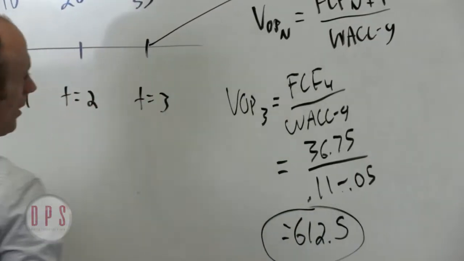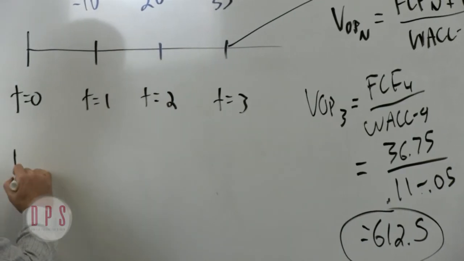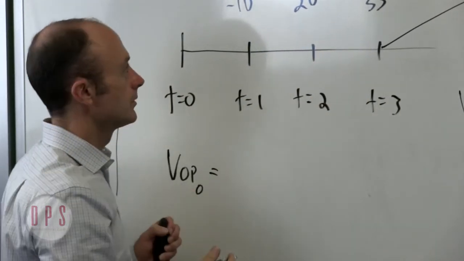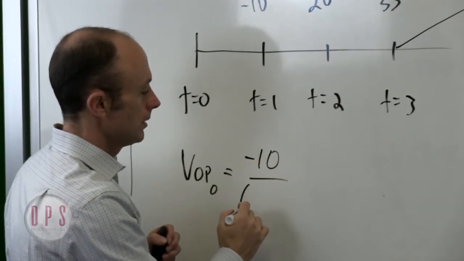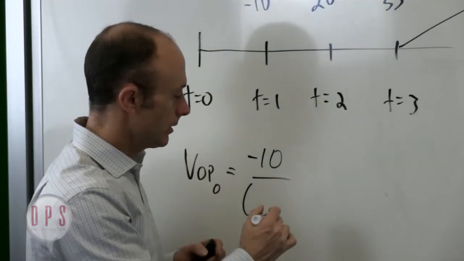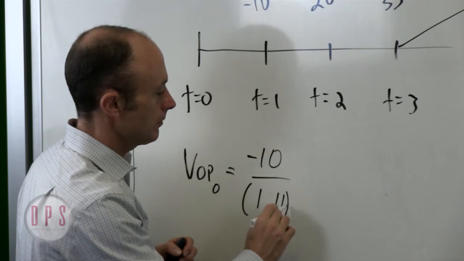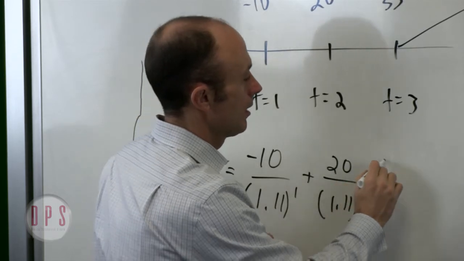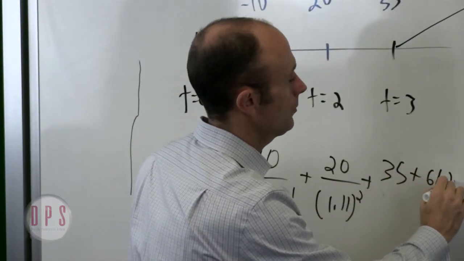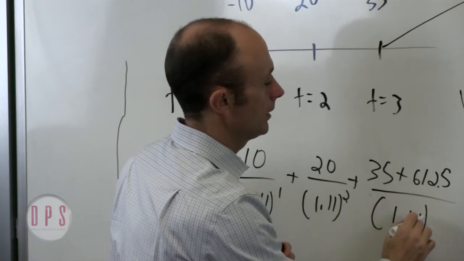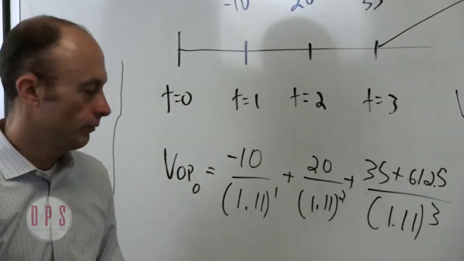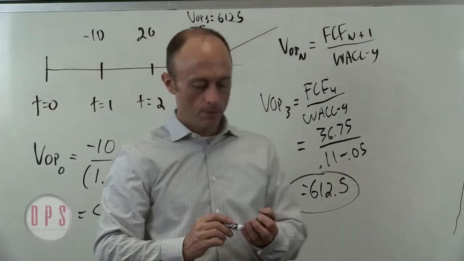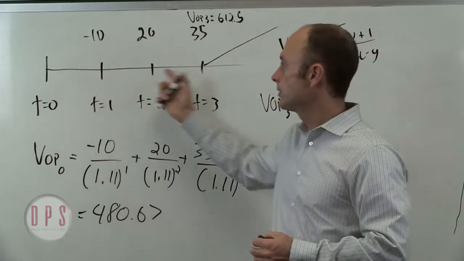So if we wanted the value of operations at t equals 0, we need to take the present value of all the future relevant free cash flows, which is minus 10 in period 1. We divide that by 1 plus the WACC raised to the 1, so 1.11 raised to the 1, plus 20 divided by 1.11 squared, plus 35 plus 612.5 divided by 1.11 cubed. And that comes out to 480.67 million.